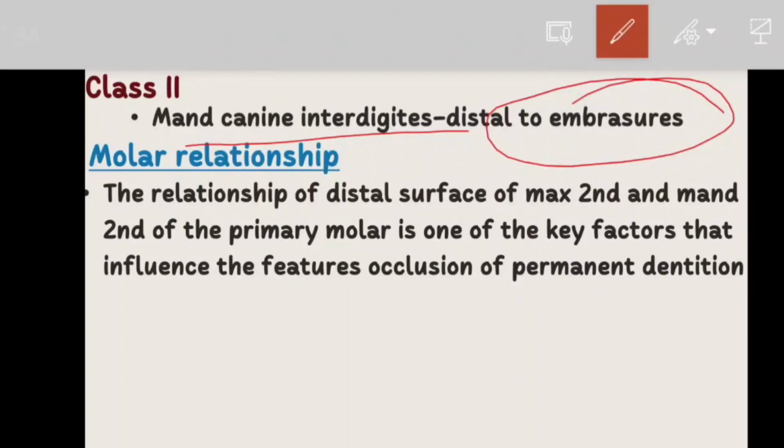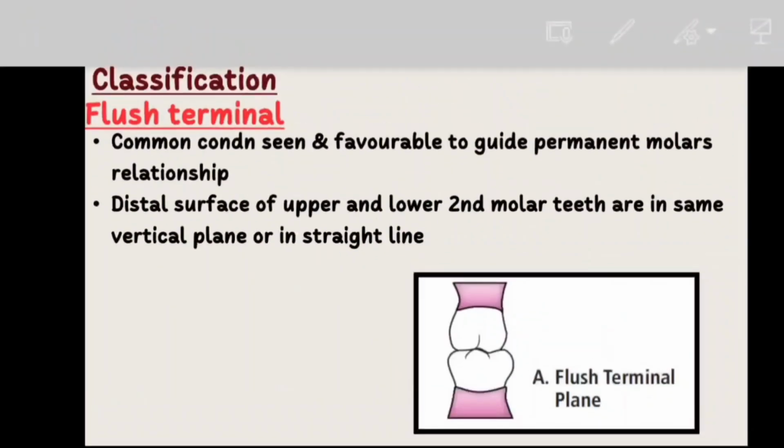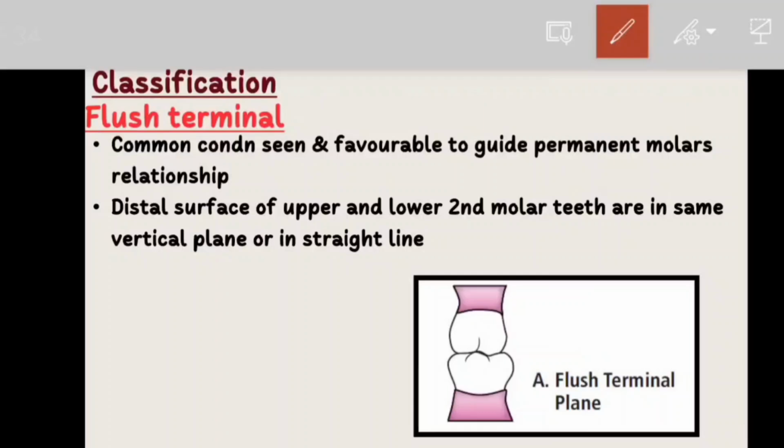Now we study the molar relationship, which is very important for the future permanent occlusion. The relationship of the distal surface of the maxillary second and mandibular second primary molar is one of the key factors that influence the future occlusion of the permanent dentition. Okay. So first we see the flush terminal plane, which is the most common relation. The definition is that the distal surfaces of the upper and the lower second molar teeth are in the same vertical plane or in a straight line.